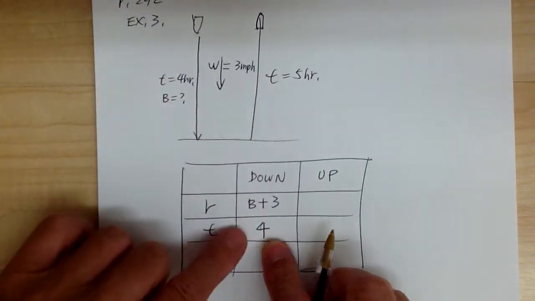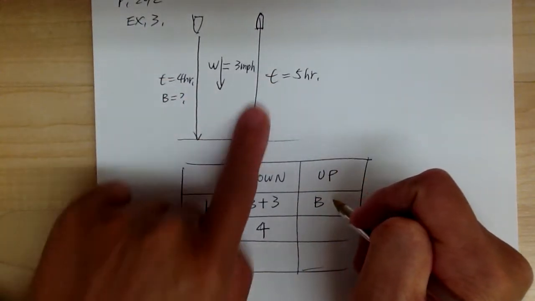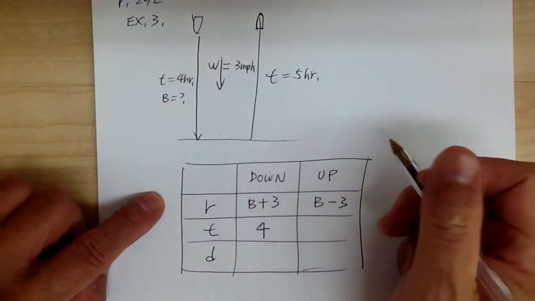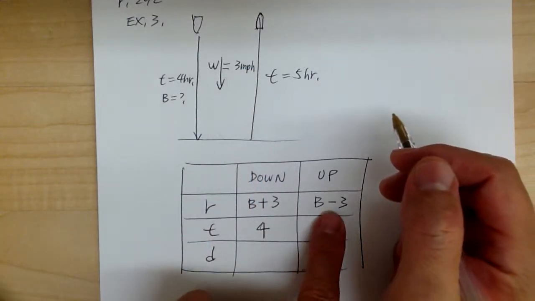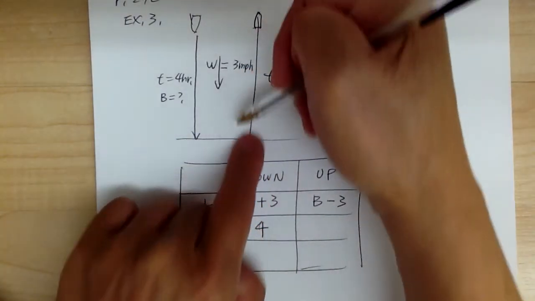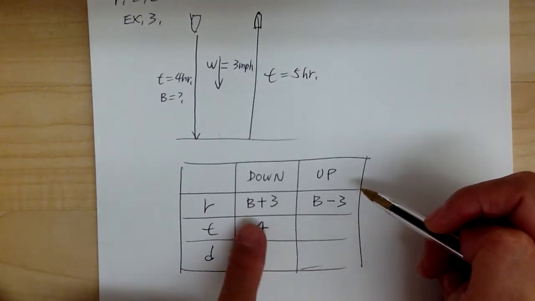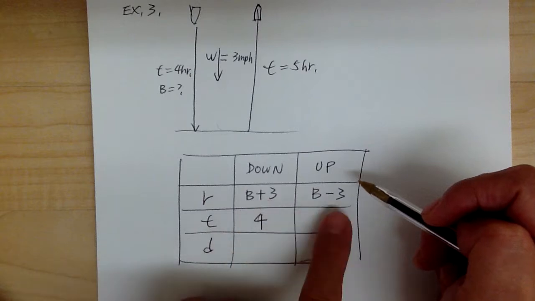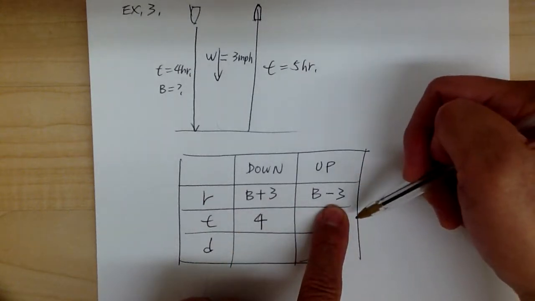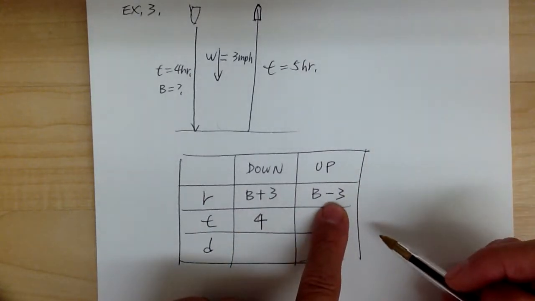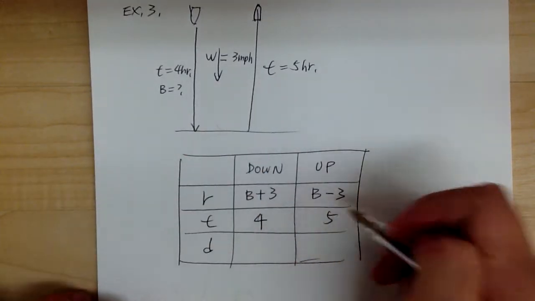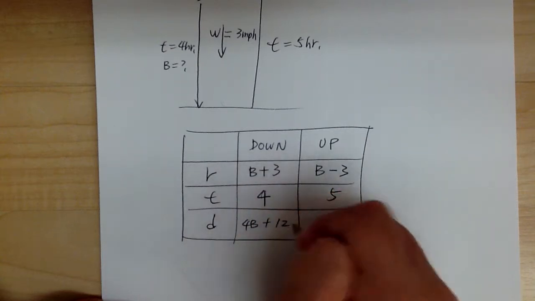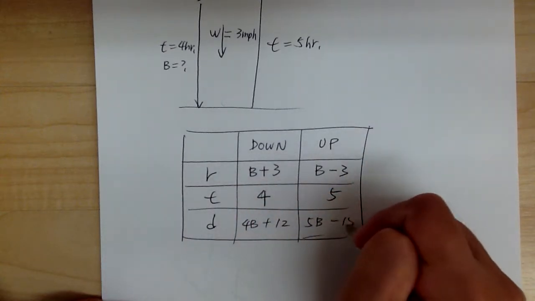Now, when you go upstream, you have the speed of the boat. The boat is going up, but the water is going to push it back, so you have the minus, right? So going downstream, the water pushes to make it go faster. That's why you add. When you go upstream, the water pushes it back to make it go slower. So you have to subtract, and the time is 5. Okay, and again you multiply, so you get 4b plus 12. This one you get 5b minus 15.